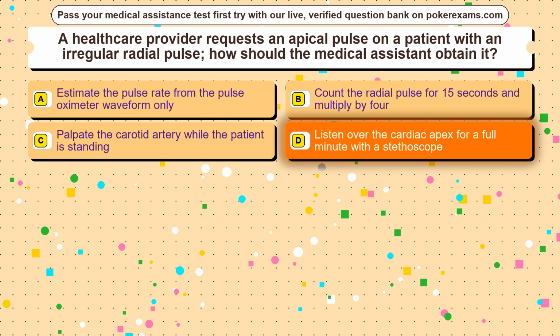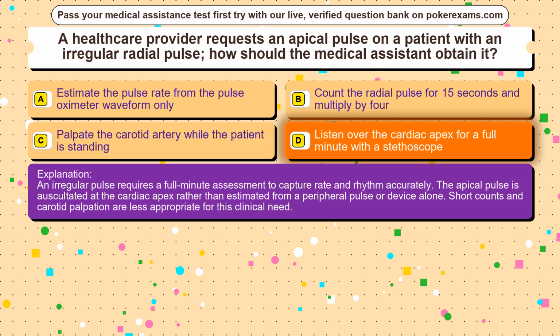The correct answer is option D. Listen over the cardiac apex for a full minute with a stethoscope. An irregular pulse requires a full-minute assessment to capture rate and rhythm accurately. The apical pulse is auscultated at the cardiac apex rather than estimated from a peripheral pulse or device alone. Short counts and carotid palpation are less appropriate for this clinical need.